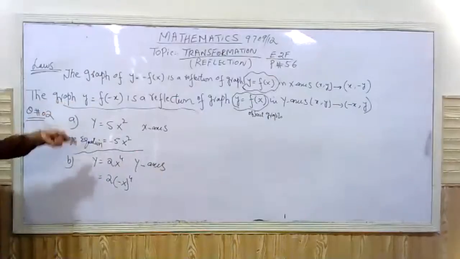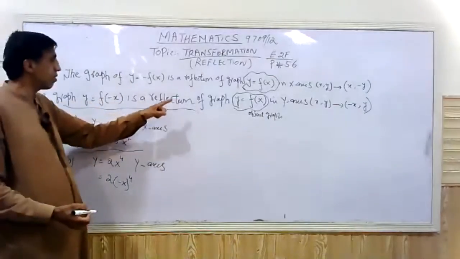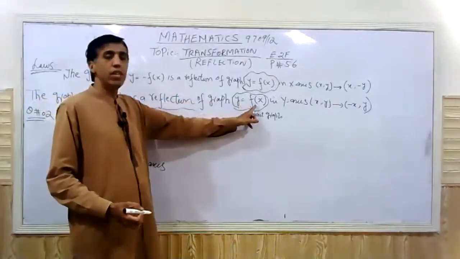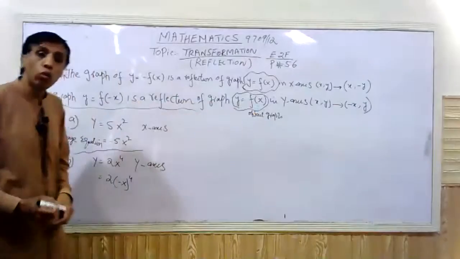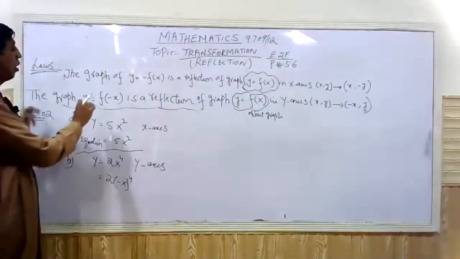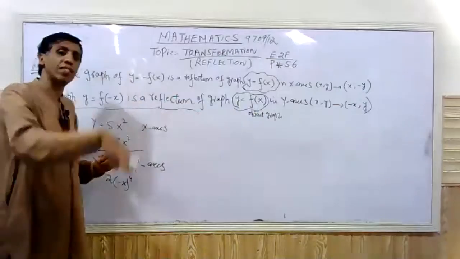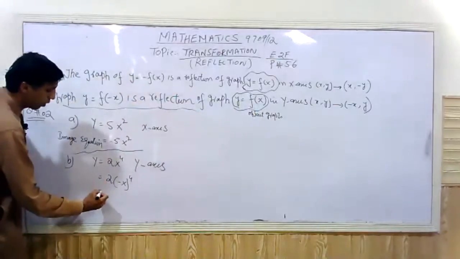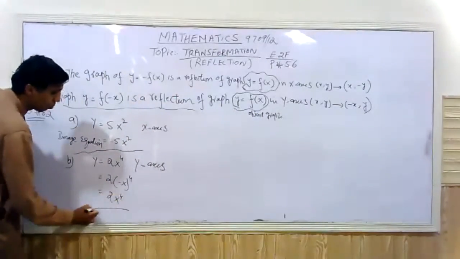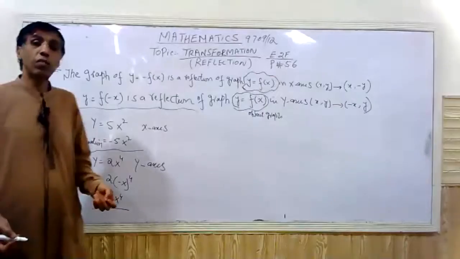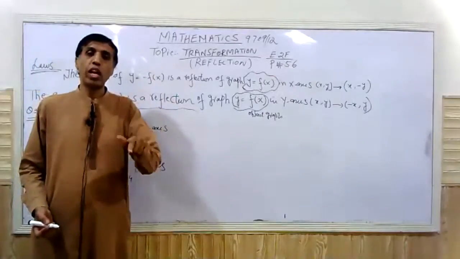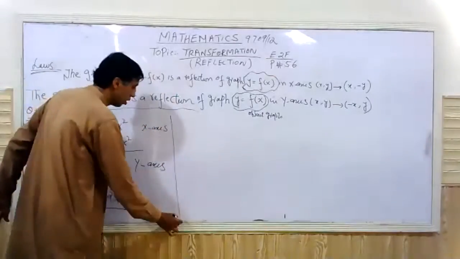In my second law regarding y-axis, the object equation is y is equal to f of x. What would be the image equation? F of minus x. It means we have replaced x with minus x. The answer will be the same, 2x to the power 4, because when you multiply minus by itself 4 times, you will get the positive sign.